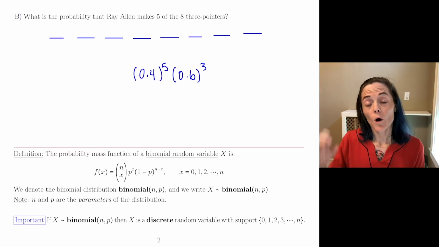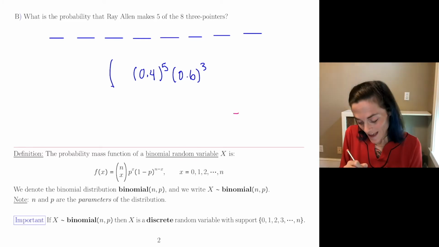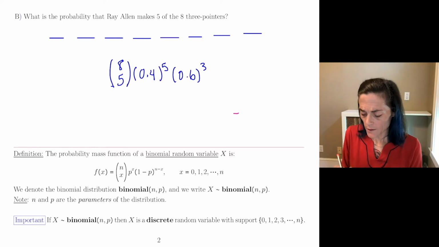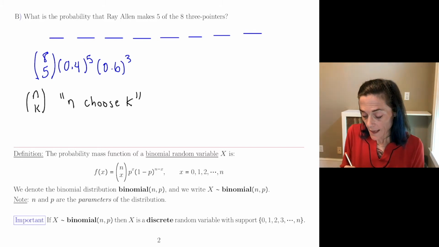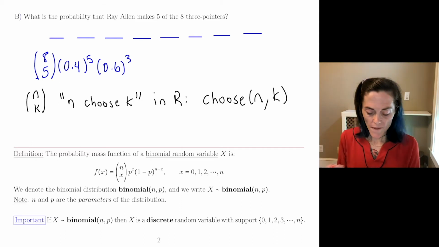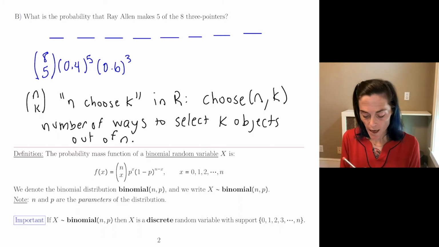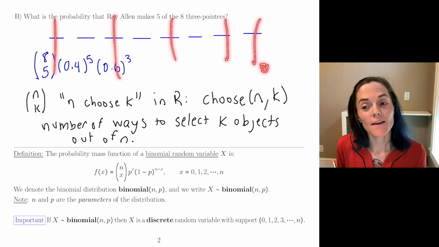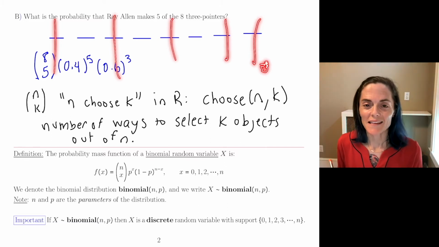So we will still have this part appearing. Maybe I'll just copy this and paste. This part is the probability of one specific pattern of 5 S's and 3 F's. But then we have to multiply this by 8 choose 5. Let me do this underneath: n choose k. And in R, the code is choose(n, k). What this is, is the number of ways to select k objects out of n. So in this example, 8 choose 5, there are the 5 places that I would put an S. Those would be the 5 times Ray Allen made the shot, and the other 3 you could fill in with an F. Those would be the times he misses.